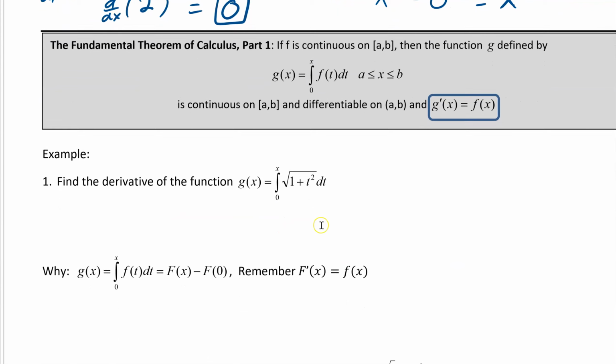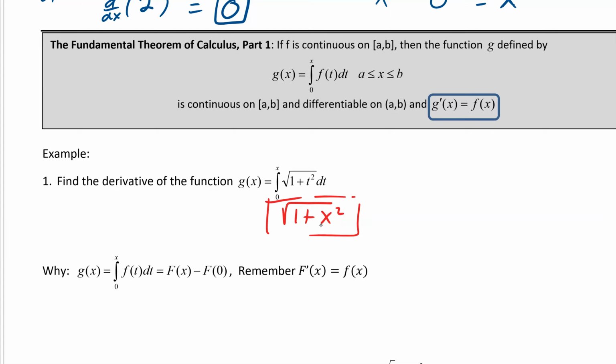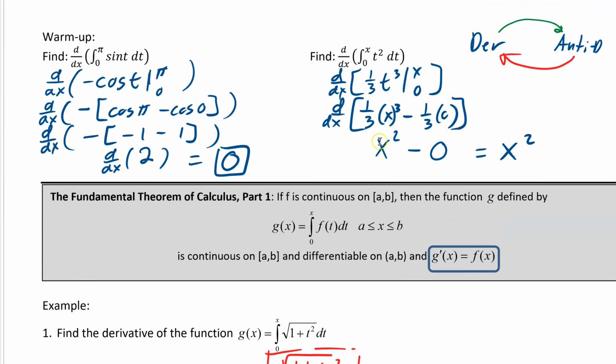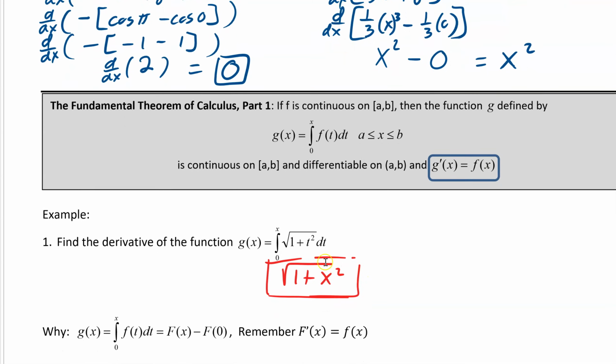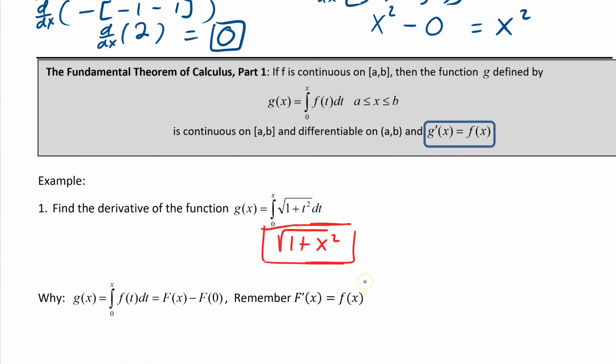So if we want to find the derivative of this, what do we get? 1 plus x squared, and we're done. It doesn't even matter what that constant is, remember? Because it's just going to be a number here, and when you take the derivative of the number, you get 0. So I could put a 2 here, a 3 here, a 4 here. It doesn't really even have to be 0. It's still going to be this. That's it. So all we're doing is putting a square root, 1 plus, and then replacing our variable with an x.